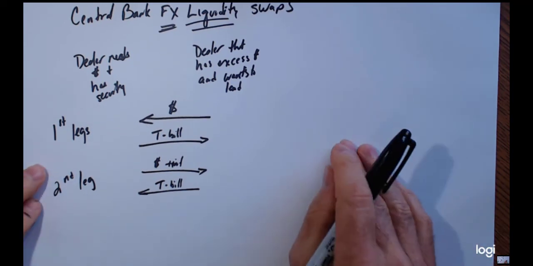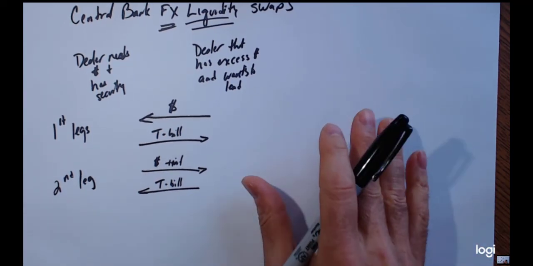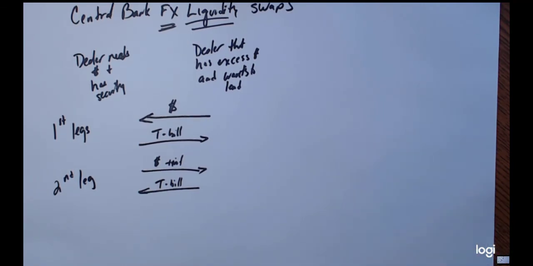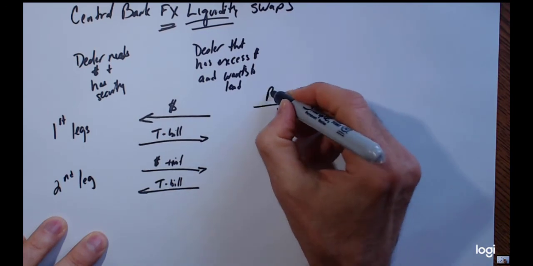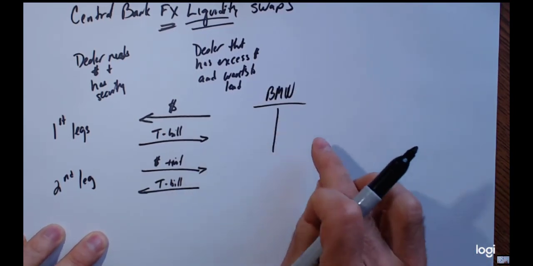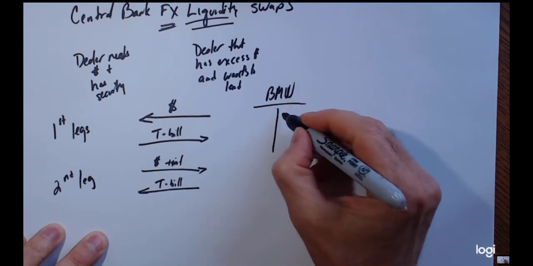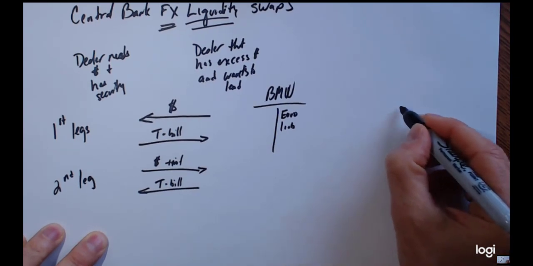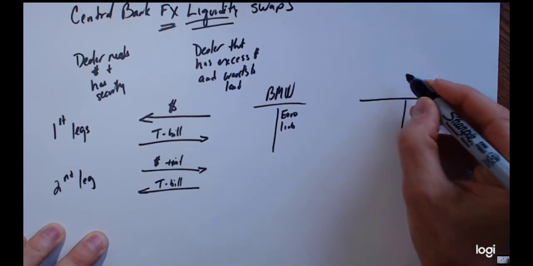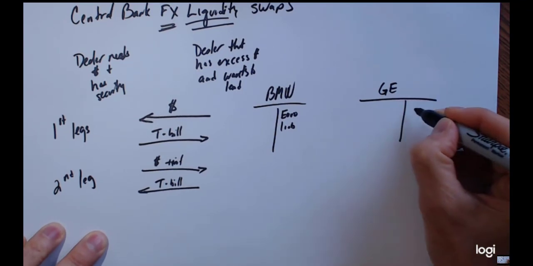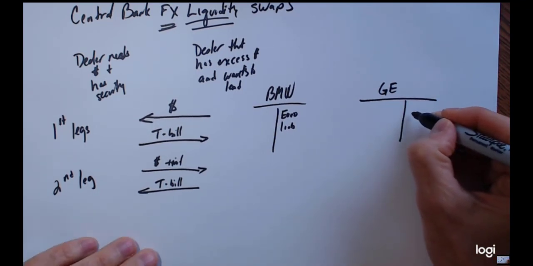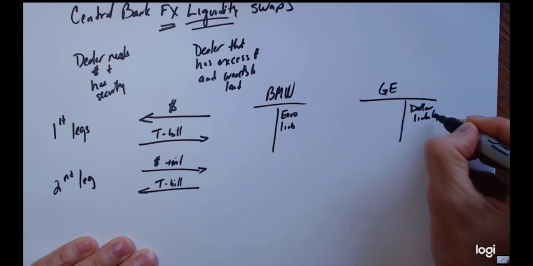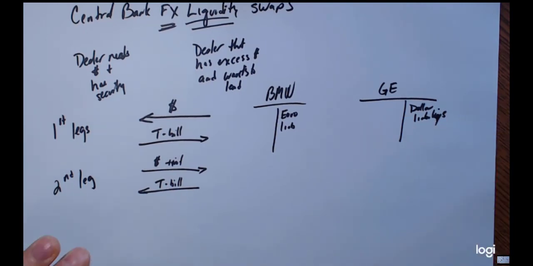Well, in the currency swap market, think of it this way. BMW is in the United States, and one of its largest plants in the world is in South Carolina, and it may have euro liabilities. And in Europe, there could be, let's just say, General Electric. General Electric could be transacting in Europe, and it could have dollar liabilities.